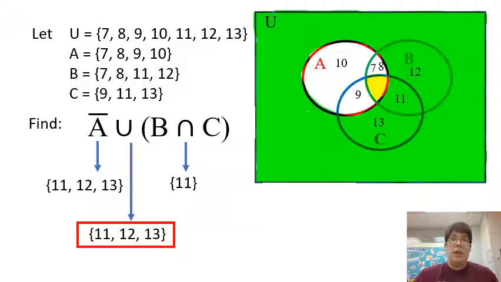And then A complement is going to be anything outside of A. And so actually anything that is in a shaded area would be in that union, whether it was shaded green or shaded yellow. So it turns out that 11, 12, and 13 were the ones that were left over. Sometimes a picture helps us a lot.